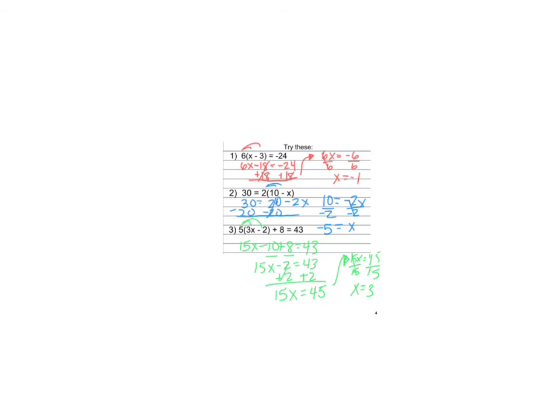So again, I would pause the video and try the next one. Okay, so hopefully you got x equals 3. So after I distributed here, if you just look at this line right here, after I distributed, I was able to combine these like terms. So after you distribute, always look to see if you can combine because this went a little bit further.